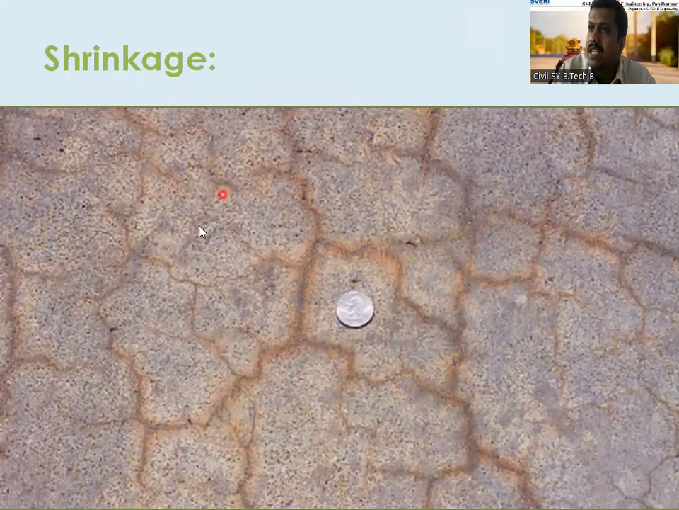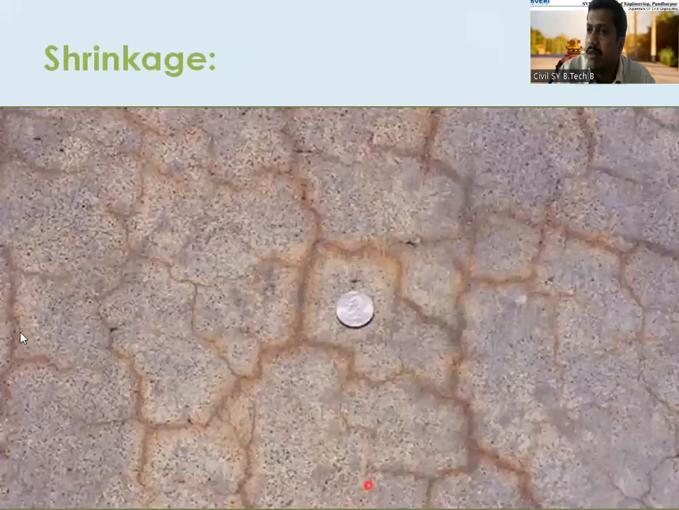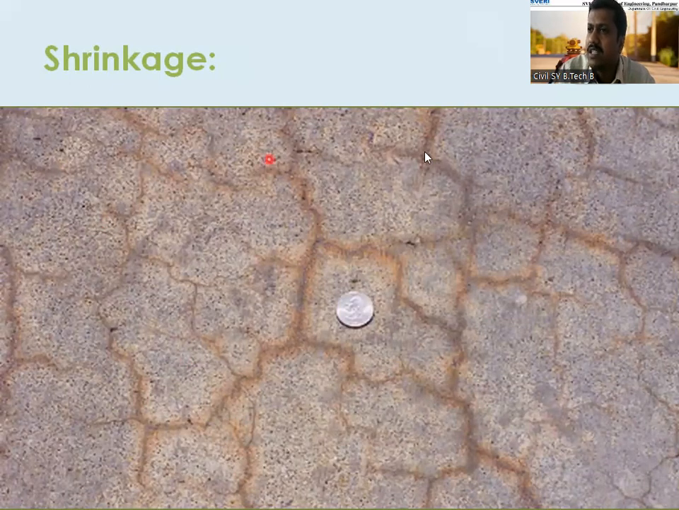Next, you can see here the shrinkage which was going to happen. Some cracks are there. These are alligator cracks, which have developed on the concrete surface. These are the cracks you are going to see.